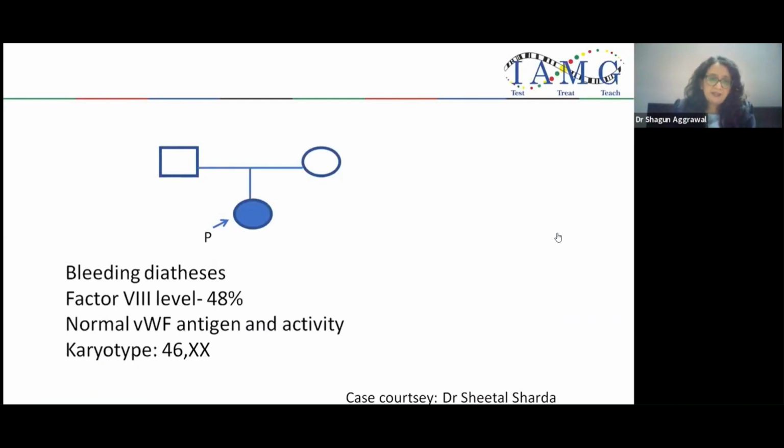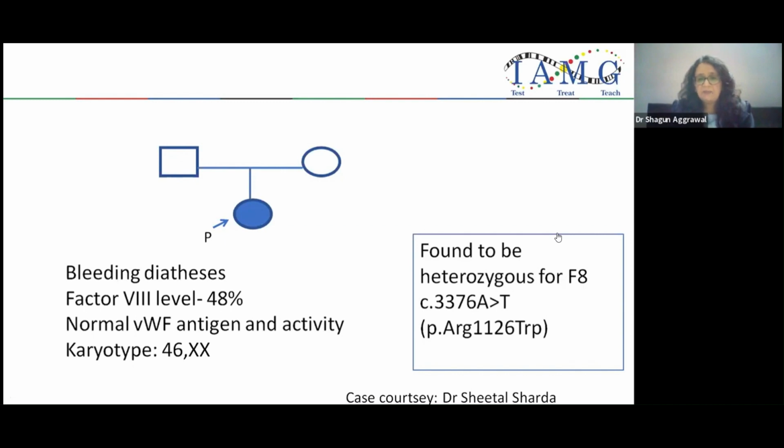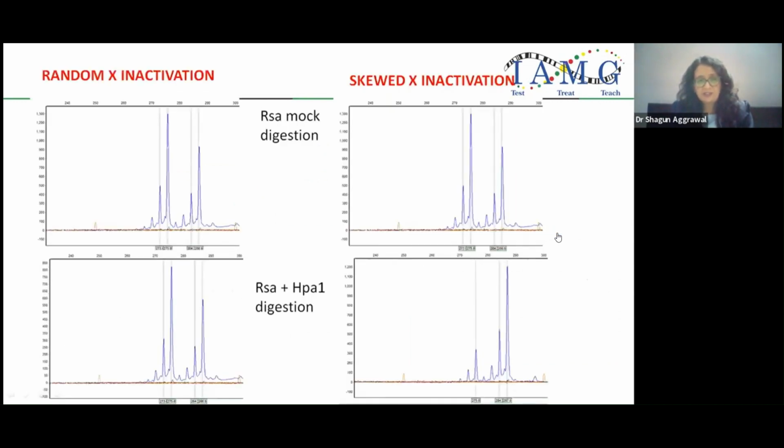So here there is one particularly interesting case. This was a lady who presented with a bleeding diathesis, and she did not have any platelet abnormalities, and even von Willebrand factor antigen and activity were both normal, and she did have low factor VIII levels. She had a normal karyotype. So in this case, we were suspecting the possibility of skewed X inactivation in her. And in fact, on molecular testing, she was found to be heterozygous for a mutation in the factor VIII gene.